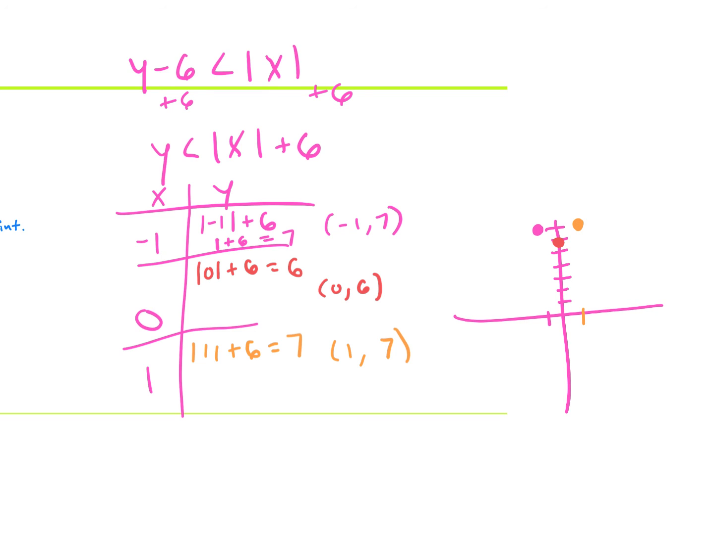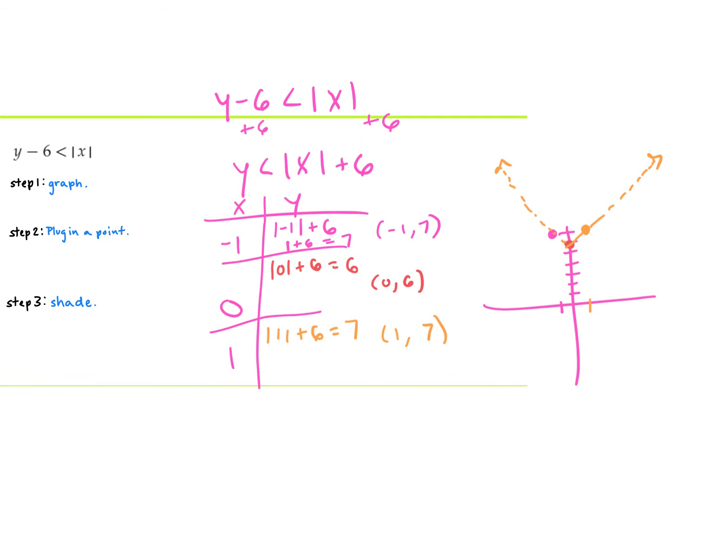Do I have a solid line or a dotted line here? A dotted V. What do I do next? I'm going to plug in 0, 0 to see where I shade. 0, 0 is outside there.